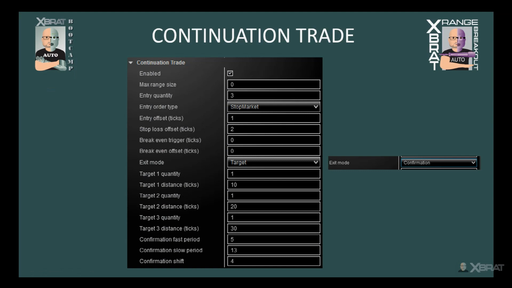So continuation trade is the final module, and this is where the price comes back through that initial opening range later on in the session. So the options for this are the same as the opening trade options. So let's take a look at the chart now. Everything's exactly the same, and we can choose whether it's confirmation or target. For me, I always like to put the exit mode on confirmation, just in case we do get a runner. So let's have a look at the chart.